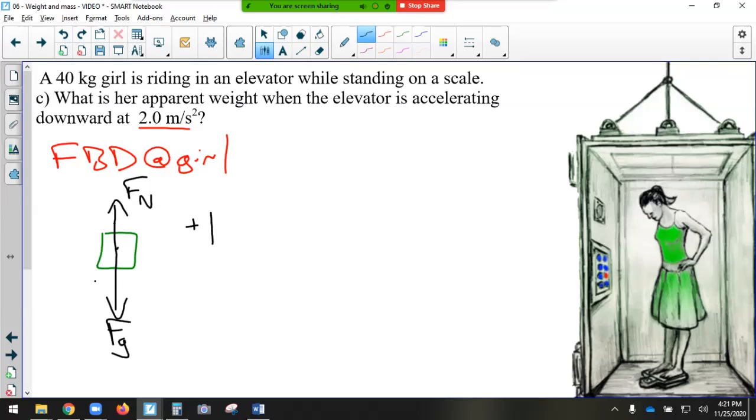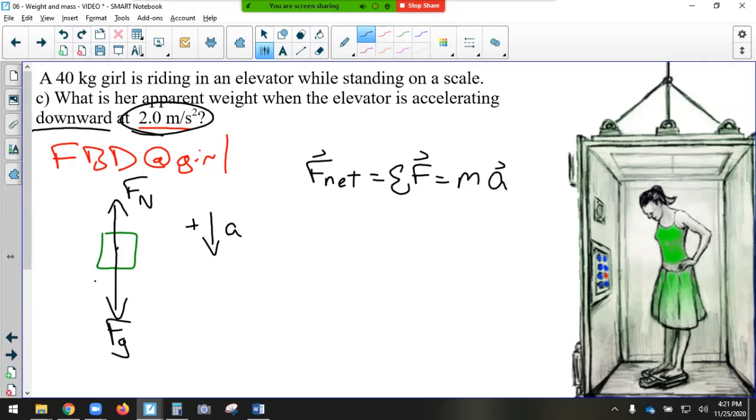So let's make down positive because that is the direction we are accelerating. So my acceleration is going downwards. So again, I do the exact same thing. My net force is equal to the sum of all forces, which is equal to my mass times my acceleration. And we are again working in the y direction. So I have two forces. I have a normal force added to a weight is equal to her mass times the acceleration.